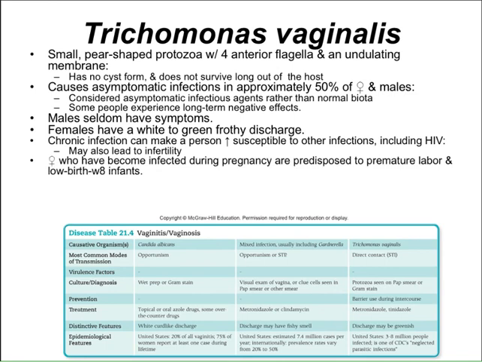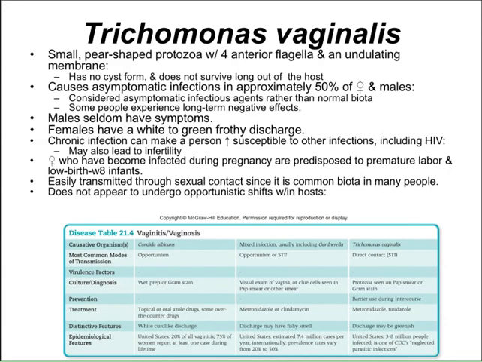Females can produce a green discharge. Chronic infection can make a person more susceptible to other infections, including HIV. And so that's an example of what's called a secondary infection. Women who have been infected during pregnancy are predisposed to premature labor and low birth weight infants. It's easily transmitted through sexual contact since it's common biota in many people.